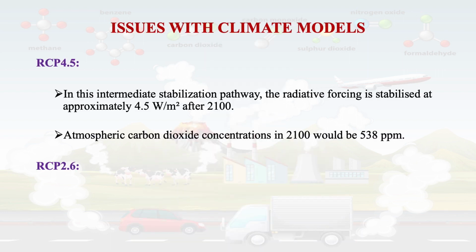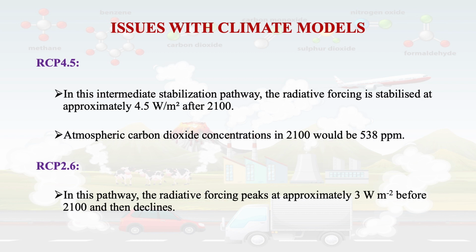With regard to the sea level rise, the average global mean sea level rise for the period between 2081 to 2100 relative to 1986 to 2005 is 0.47 meters, while the probable range is 0.32 to 0.63 meters. The last pathway is RCP 2.6. In this pathway, the radiative forcing peaks at approximately 3 watt per meter square before 2100 and then it declines.